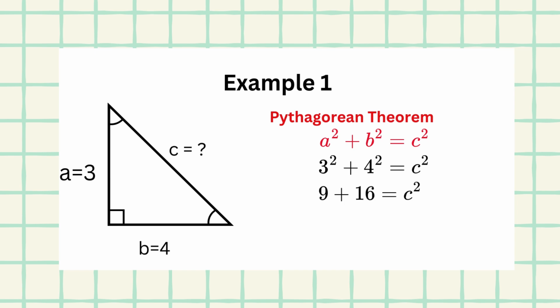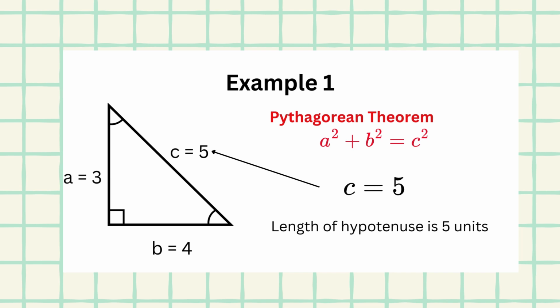3 squared is 9, and 4 squared is 16. 9 plus 16 is 25. Therefore, we have 25 equals C squared. Now, to find C, we take the square root of both sides. So the hypotenuse is 5 units long.